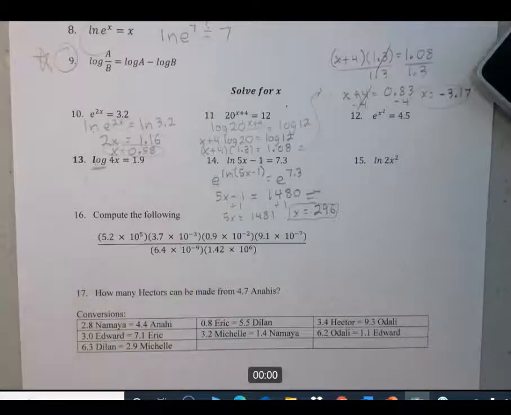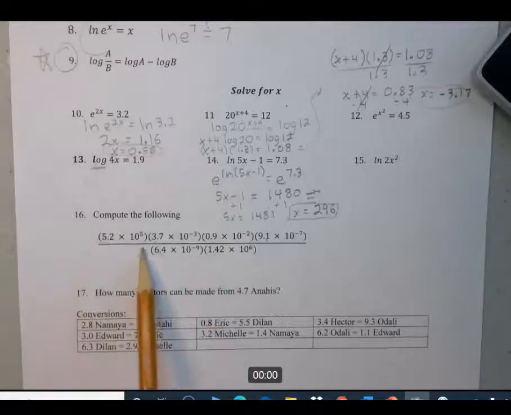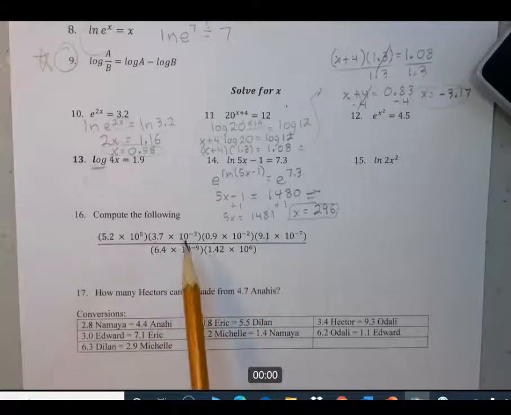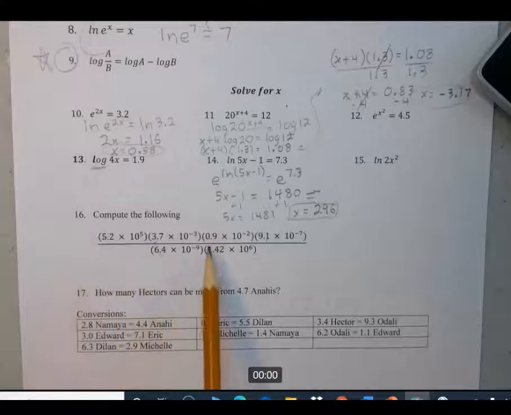All right, should I do this one for you? I don't know. Let me tell you how to do it. It's not hard. This times this times this times this divided by this divided by this. Don't make the mistake of this times this on the bottom. No. It's everything on the top multiplied, divided by everything on the bottom. One more time. This times this times this times this divided by this divided by this.